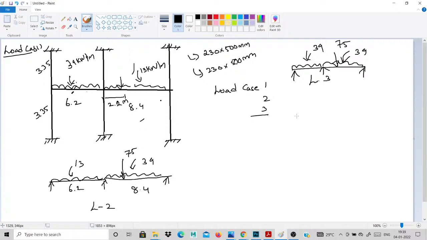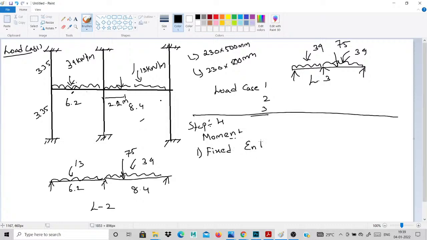Then the next procedure: I calculate the moment values. Step 4 also is calculating the moment values. The first step is the fixed end moment.